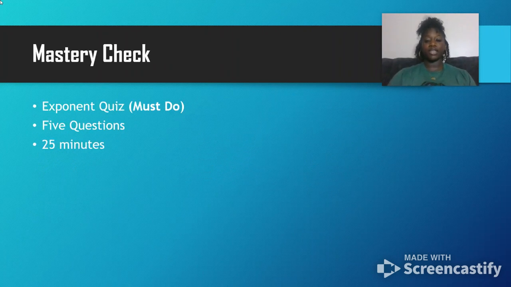Lastly, we have the mastery check. The mastery check this week will check to make sure all students have mastered this week's lesson. The mastery check will consist of 5 questions from 0 and negative exponent rules. This mastery check quiz should take about 25 minutes for each student to accomplish.